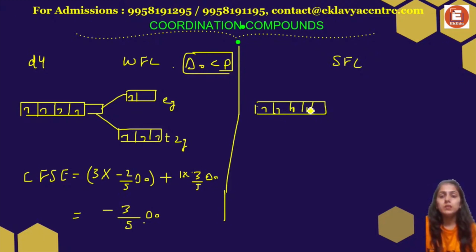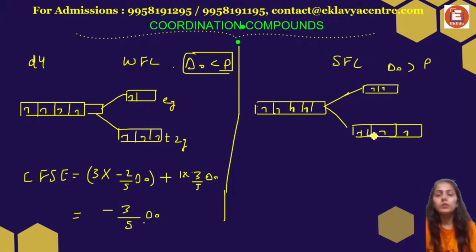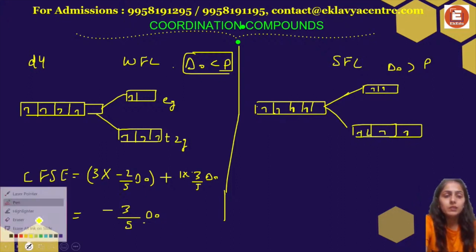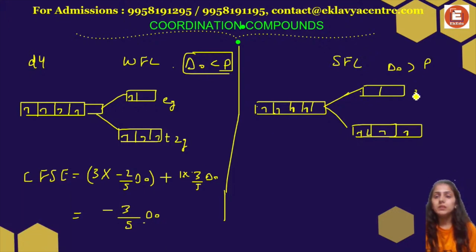In case of strong field ligand, del O, the difference between T2G and Eg, is very large. Therefore, the electron is not able to go to the Eg orbital. By mistake, I have drawn electrons here. There will be no electrons here, because we have only 4 electrons, we are talking about D4. This is Eg, this is T2G4.